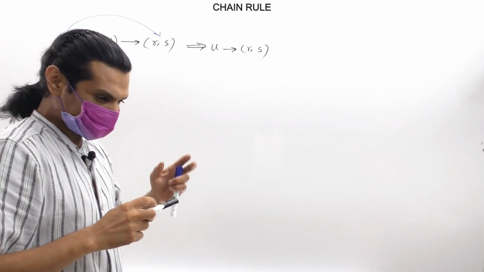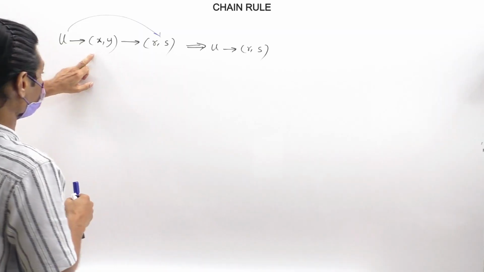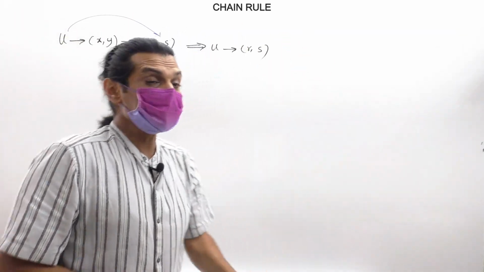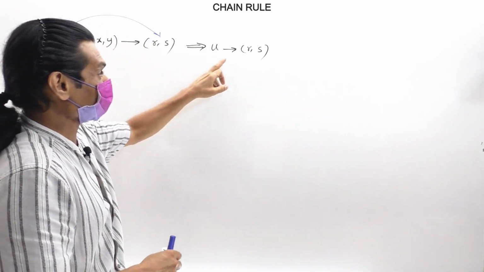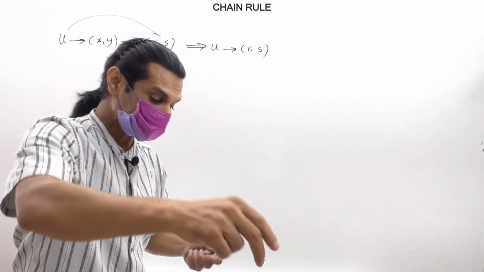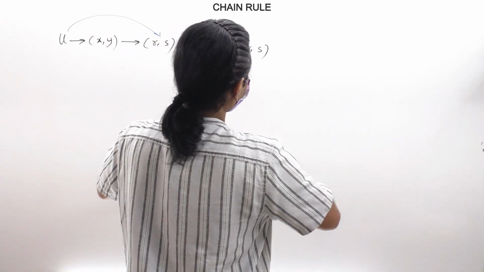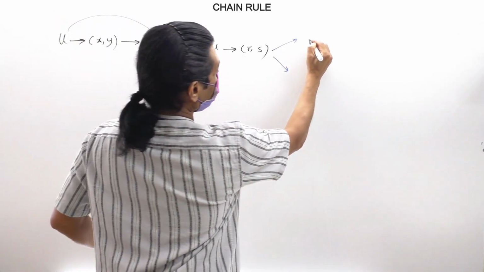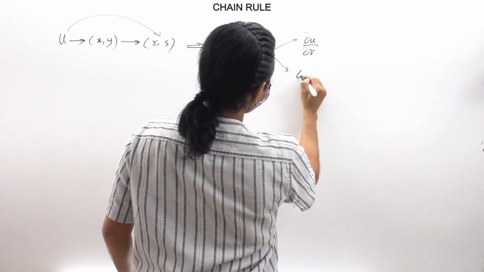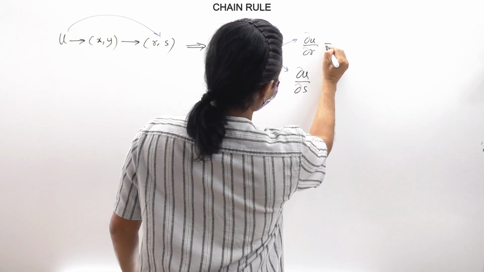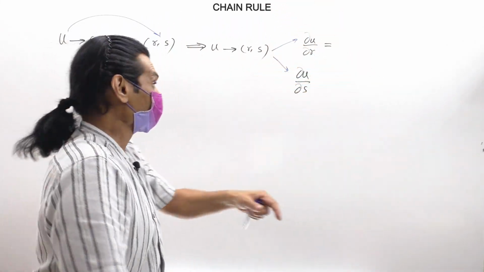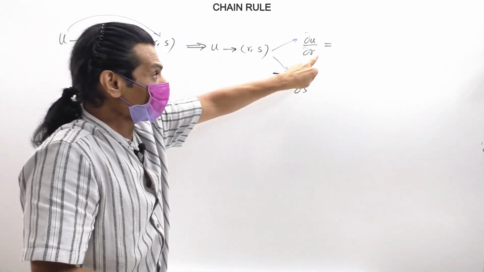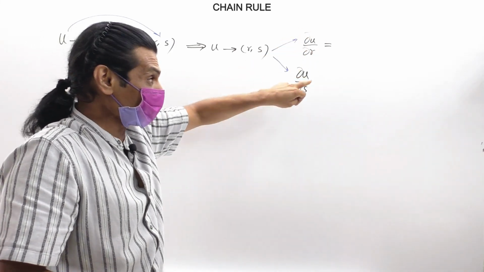One more simple way of explaining this: if u has two wives, x and y, and they have two children, r and s, then u is the father of r and s. So u has two children here. One is dou u by dou r and the other is dou u by dou s. As a chain rule, a function of two wives x and y, and two children r and s. I need only dou u by dou r and dou u by dou s.